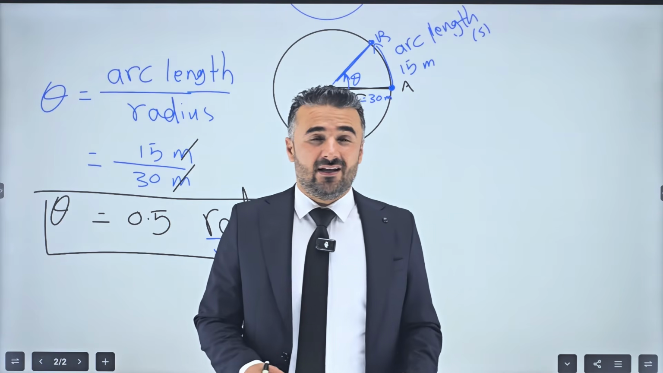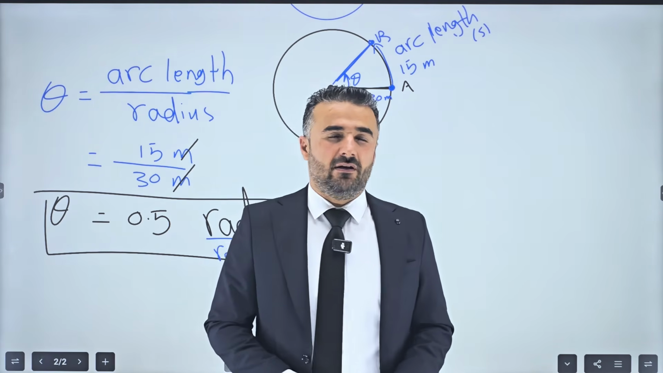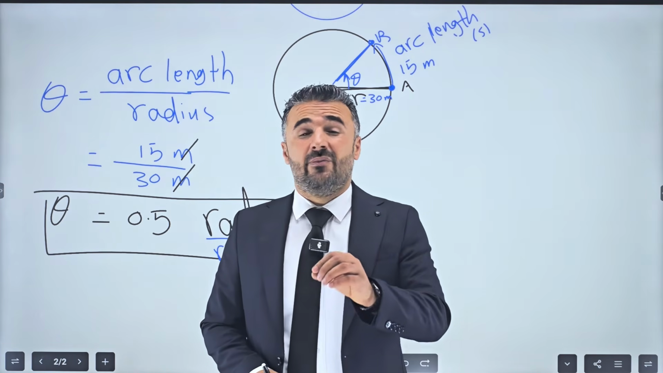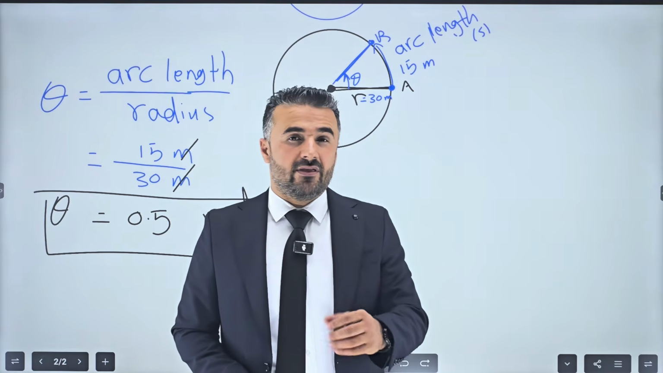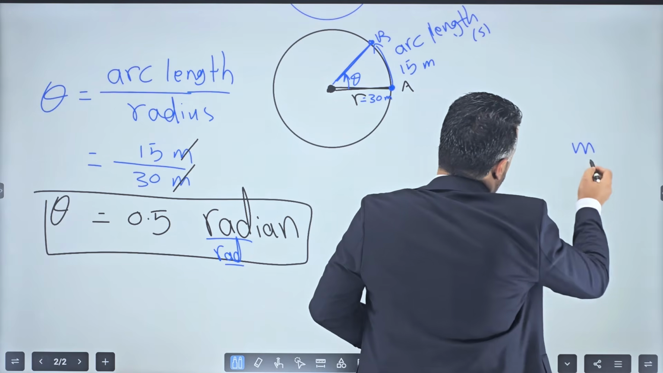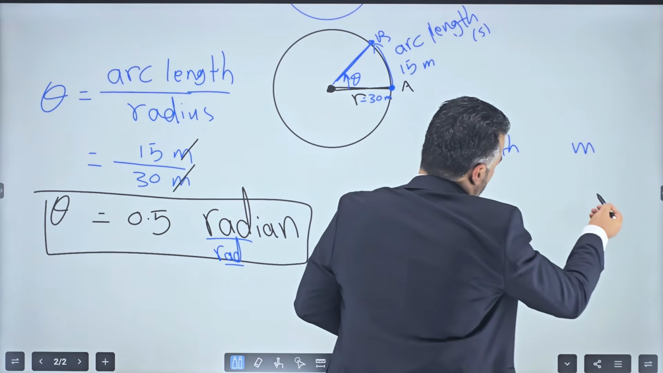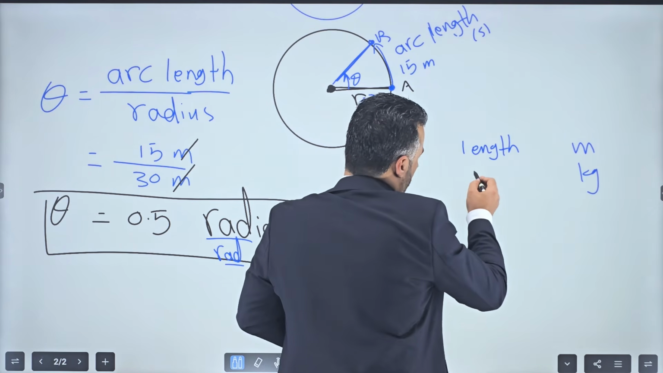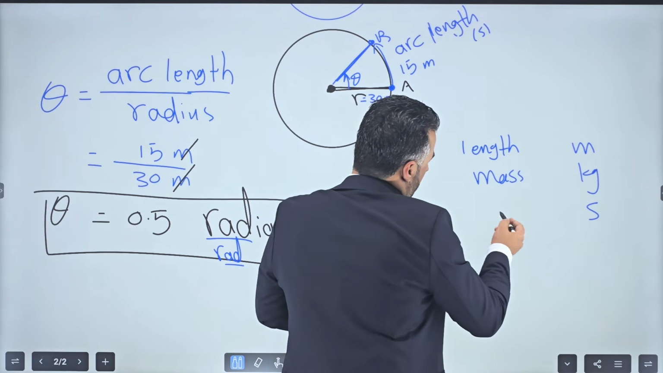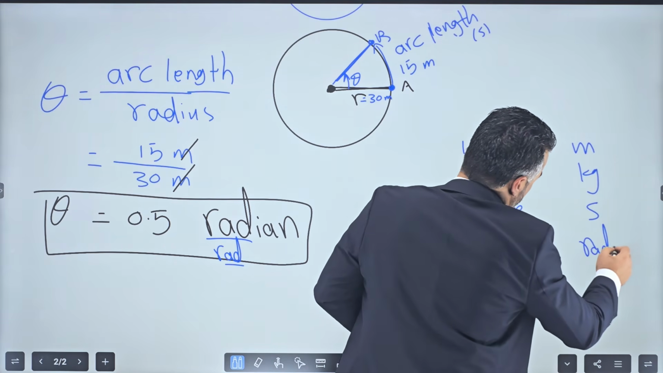So what is radian exactly? It is a unit used to describe the angle theta covered by an object. But remember, radian is dimensionless. What do I mean by that? Let me give you an example. We know that meter is a unit for length. What about kilogram? It is a unit for mass. Well done. What about second? It is a unit for time. Well done. What about radian now?